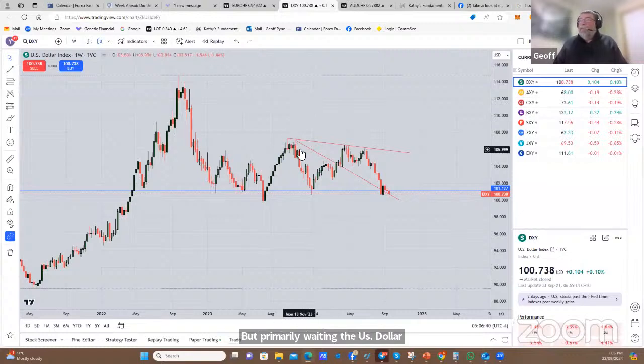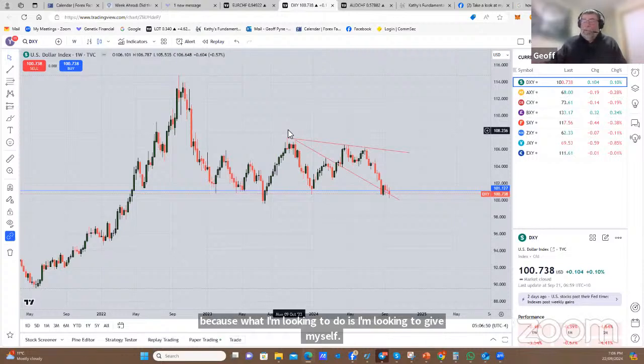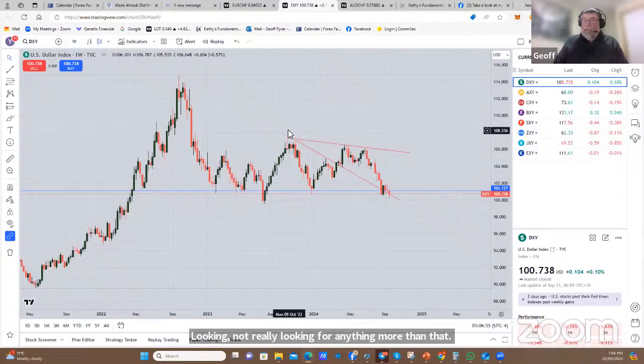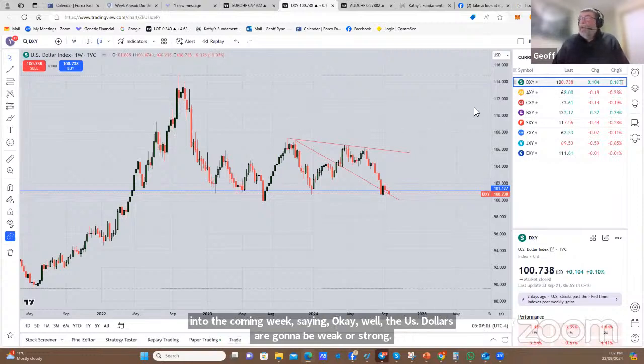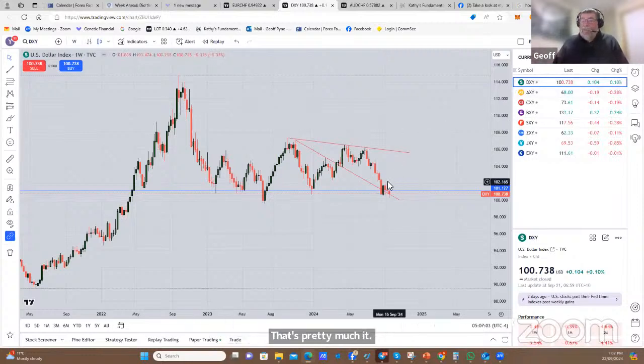Speaking of which, the US dollar index on the weekly chart. These are all weekly charts that I'll be looking at, because what I'm looking to do is give myself a bias going into the week. Not really looking for anything more than that. It's just to give me a little bias going into the coming week, saying, okay, well, the US dollar, is it going to be weak or strong? That's pretty much it. And the chart here, from a technical point of view, because I'm a technical trader, I'm looking at the chart, and the chart's going to tell me what I need to know, hopefully.